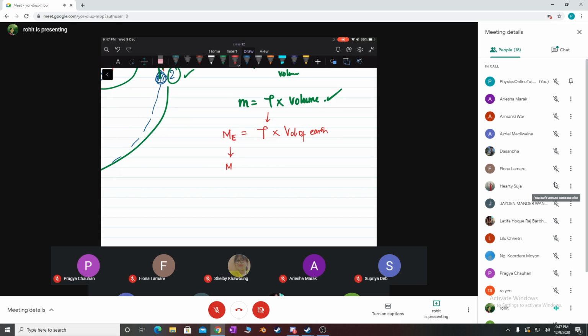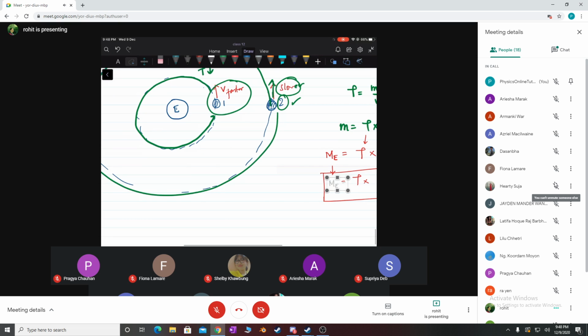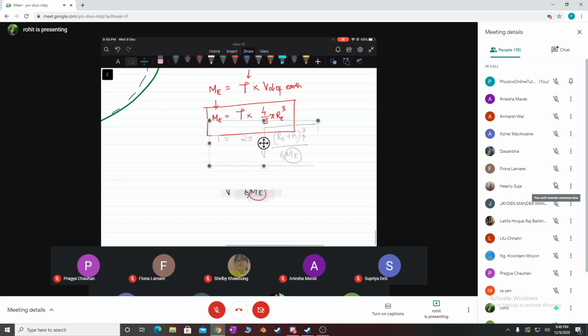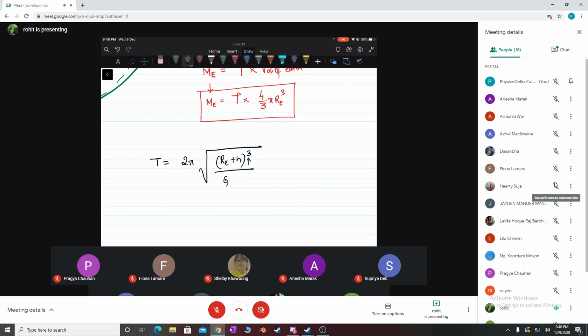So mass of the Earth can be replaced by density of the Earth times volume of the Earth. It's a sphere, no? So volume will be 4 by 3 pi r cube. So this mass, I'm going to put over here. When I do that, let me show you what we are going to get. Just copy it, paste it. Give me 1 second, guys. Let's do it slowly. Let's not be in a hurry. So let me just remove the mass now. Mass will be replaced by density and then volume. So volume is 4 by 3 pi re cube.